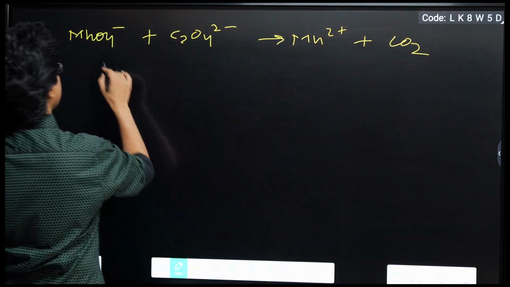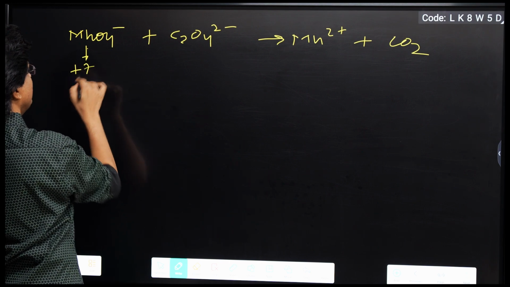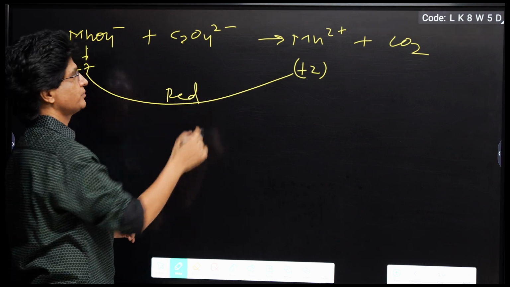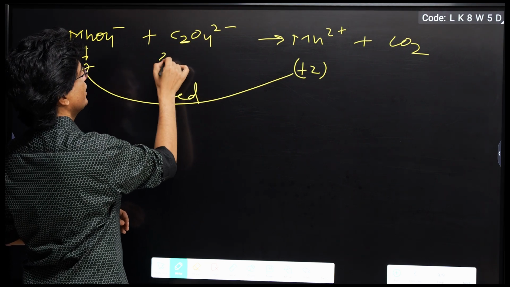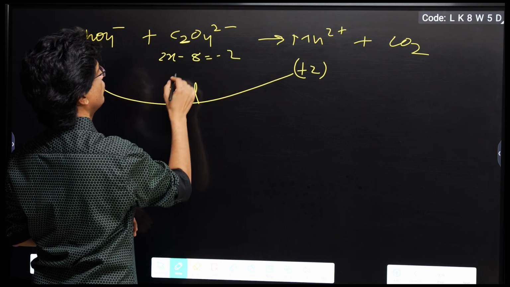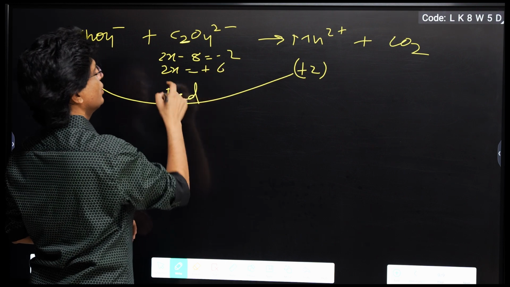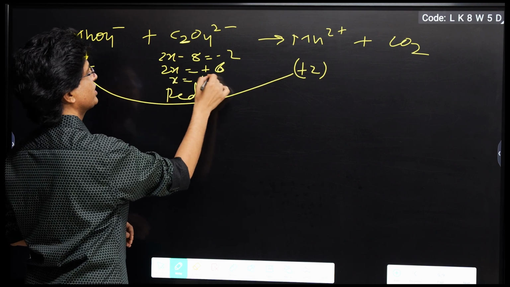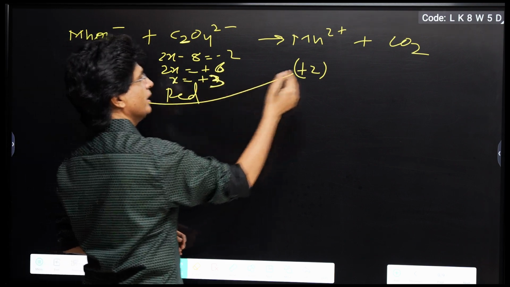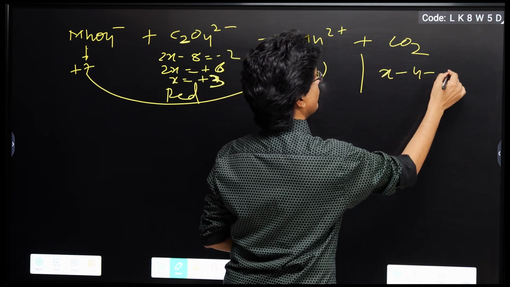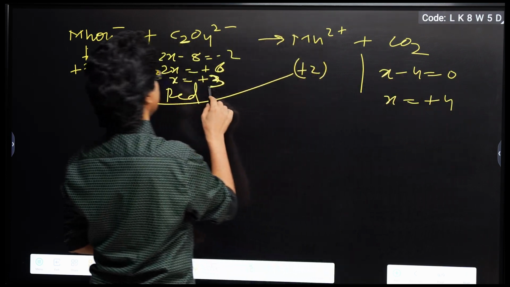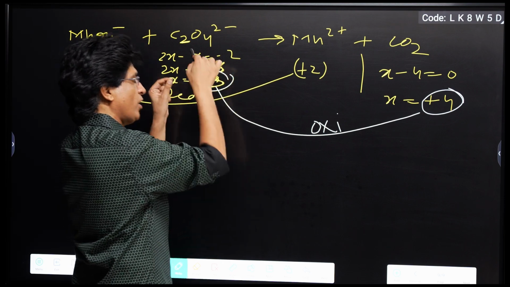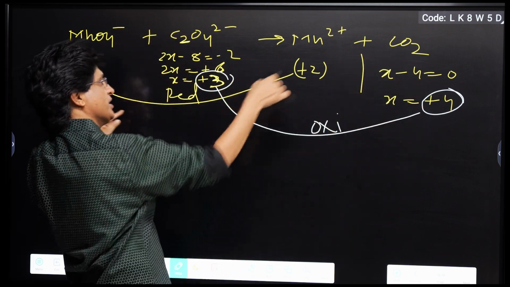Okay, now we all know that here Mn is in what? +7, here +2, yes or no? And +7 to +2 will be called obviously reduction. C2O4 2 negative, you can see that 2x minus 8 is equal to -2, and 2x equal to what? +6. So x is equal to +3. And here we all know x minus 4 will be equal to 0, so x equal to +4. So can we see that +3 to +4, this will be called oxidation. Increase in oxidation state is called oxidation, decrease in oxidation state is called reduction.